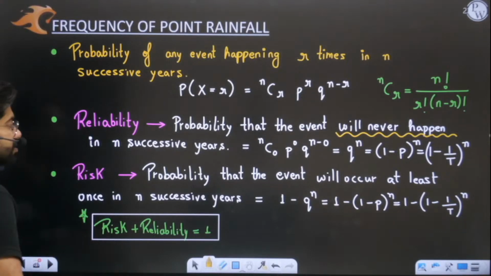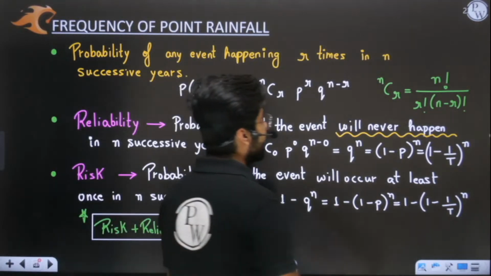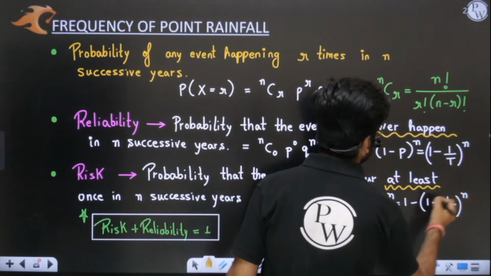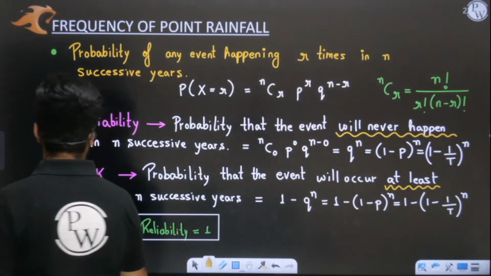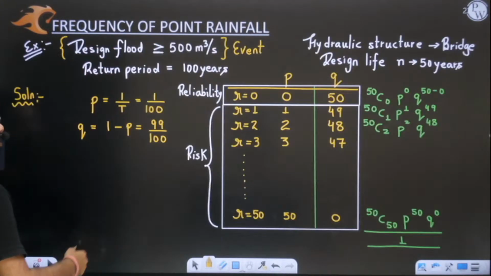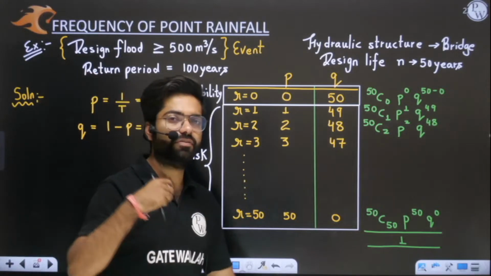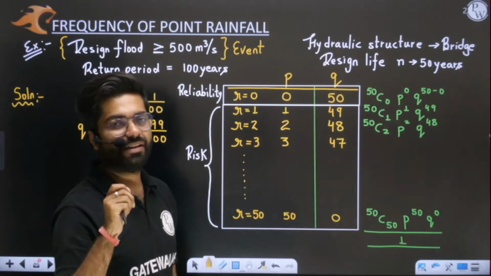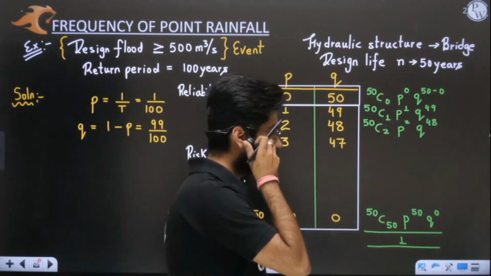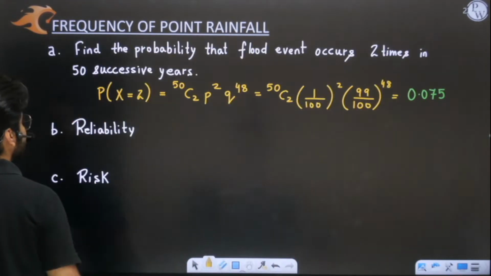And what is the meaning of risk? The risk keyword is at least once. Remember this keyword: at least once this flood will happen. At least once this flood event can take place out of 50 years, at least once or twice or thrice. If it has occurred even once, then I will say that my structure is at risk. Perfect.